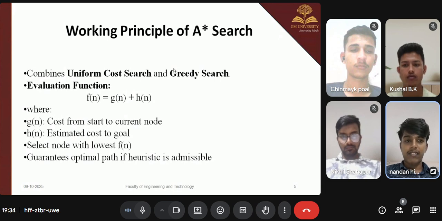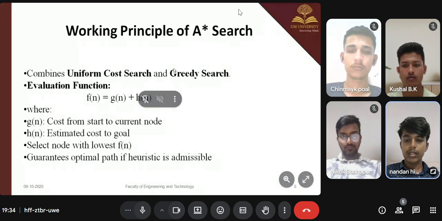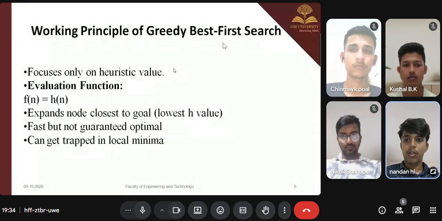In the next slide, we have the working principle of greedy best first search. Here it focuses only on heuristic value, evaluation function f of n is equal to h of n. It expands the node closest to the goal, the lowest h value. It is fast but not guaranteed optimal, and can get trapped in local minima. These are the working principles of greedy best first search.